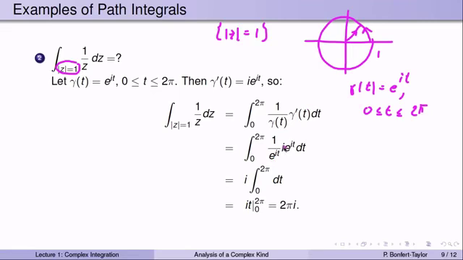Next, let's plug in what gamma of t actually is. It's e to the it, and gamma prime of t is i e to the it. And we see that the e to the it term cancels out. All we're left with is i. Let's pull that outside of the integral, and we're left with the integral from 0 to 2 pi of dt. You could write a 1 right here if you wanted to. An antiderivative of the function 1 is t, because the derivative of t is 1. We need to evaluate that from 0 to 2 pi, so we get i times 2 pi minus i times 0, which is 2 pi i. So the integral of the function 1 over z over the circle of radius 1 is 2 pi i.